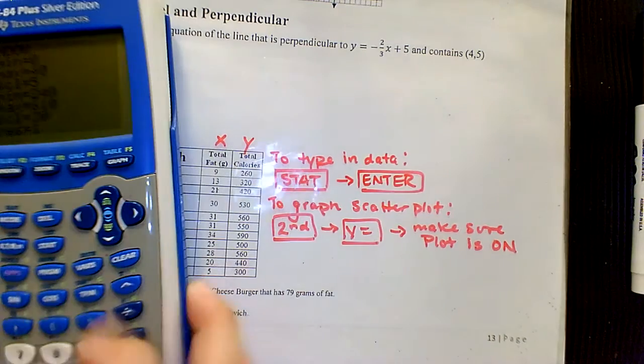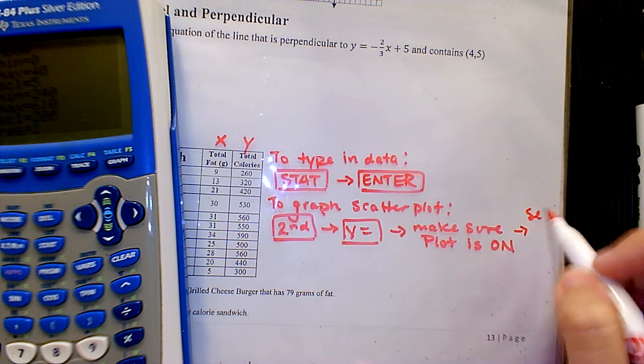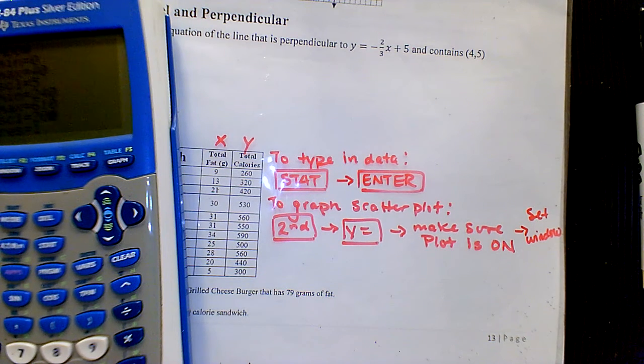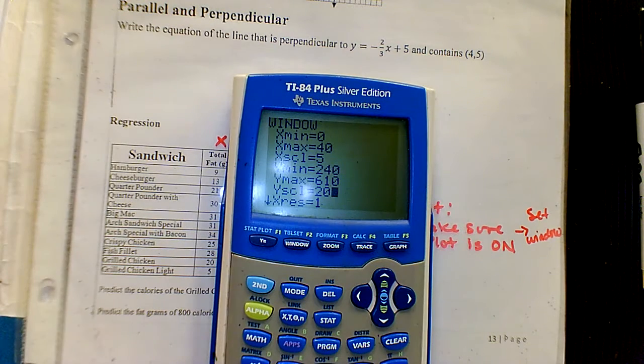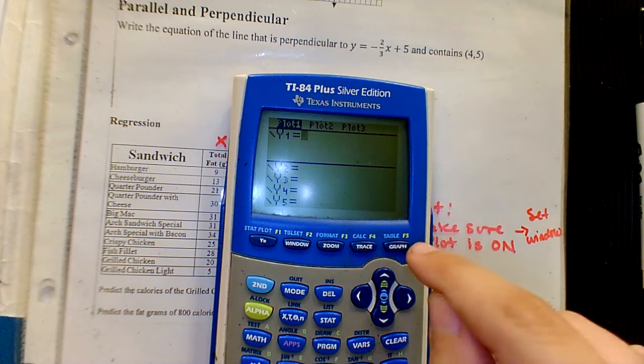Okay, so let's go and add maybe one more step to this. To graph scatter plot, we hit the second button, then the y equals, we made sure the stat plot was on, and then we'll say set window. That way we can actually see it. Okay? Now, because we were using these in the last class, I need everyone to do me a favor real quick. Can you just hit the y equals button? And if you have anything in there, just clear it out. Okay, I don't want to graph an equation, I just want to graph the data points. Okay? Let's hit graph.